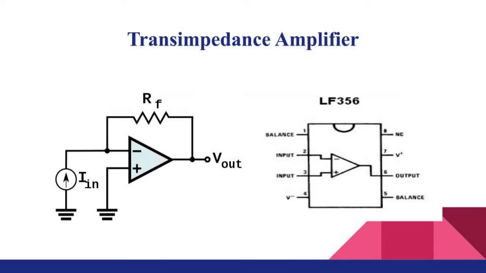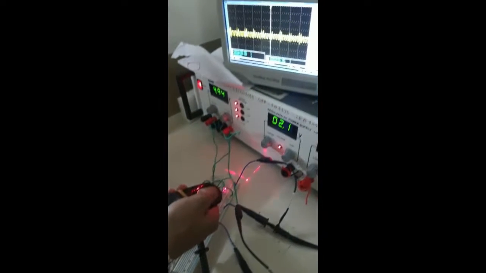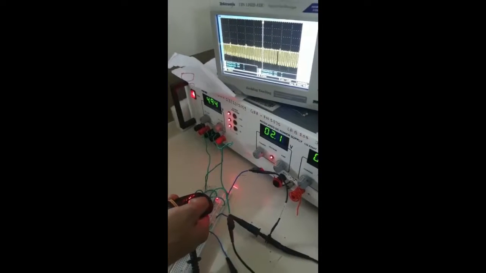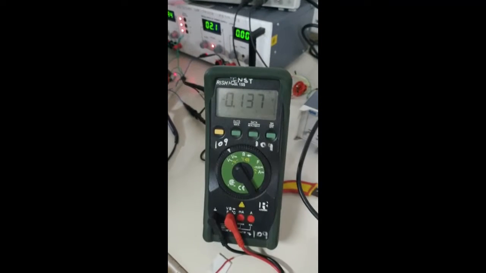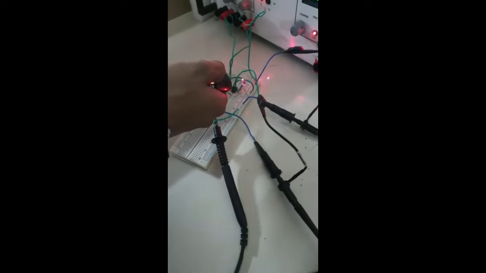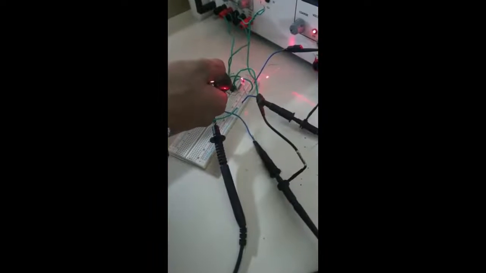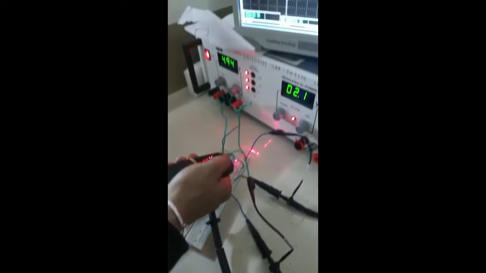So next is a transimpedance amplifier, which is the LF356, which is basically a current to voltage converter, and its pin configuration is this. In this video we have given a 12 volt input supply. When the laser light falls on the photodiode, the photodiode detects the light and produces a current signal. This current signal is given to the transimpedance amplifier, where it is converted into a voltage signal, and this voltage signal can be seen on the digital multimeter.